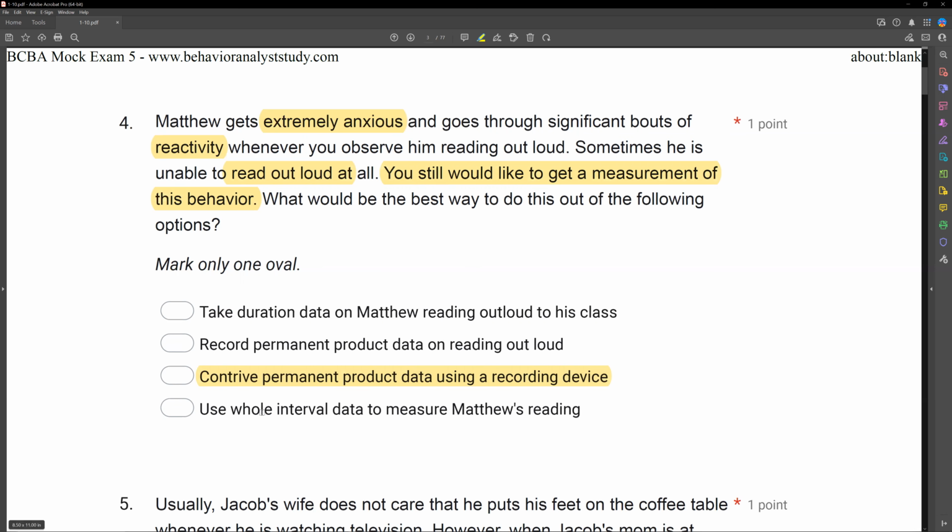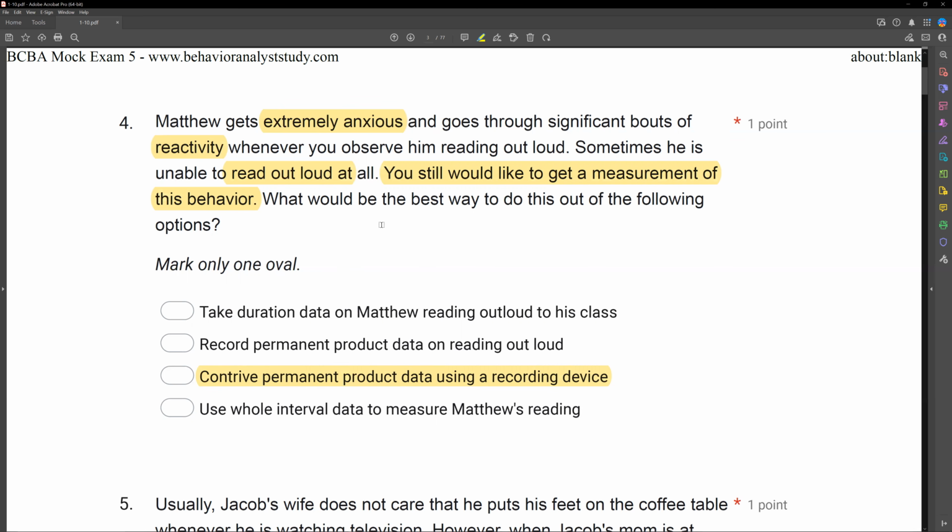So even D, using whole interval data, you still need to directly observe him. So A and D don't solve our issue with reactivity. B is not realistic because reading out loud is not going to just create permanent product. What you have to do is C. You need to contrive this permanent product collection using a recording device.